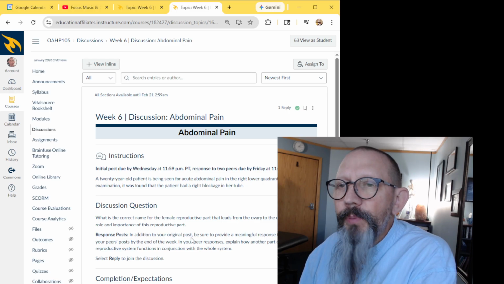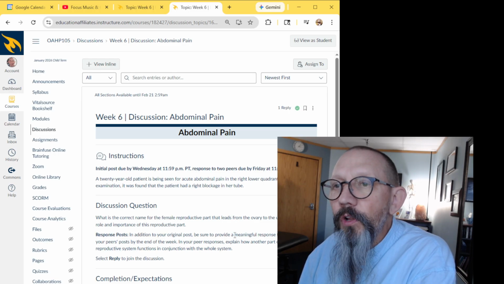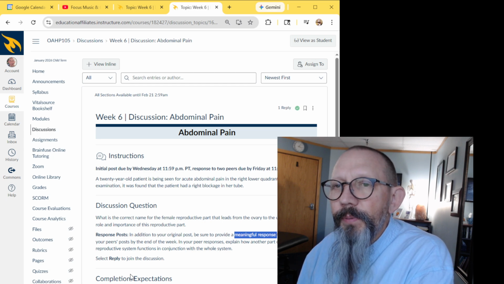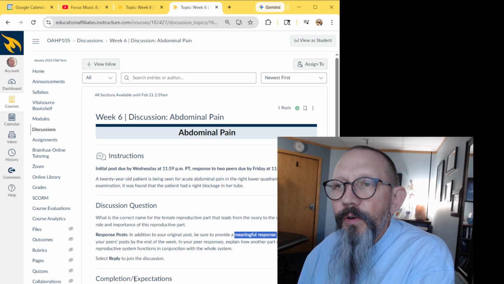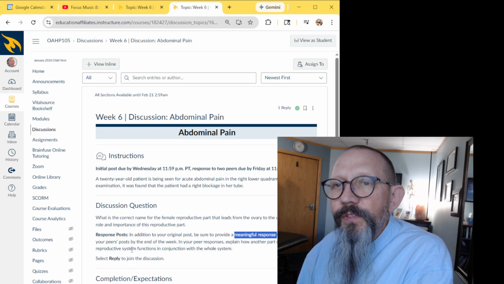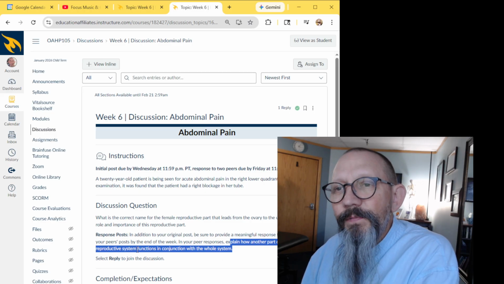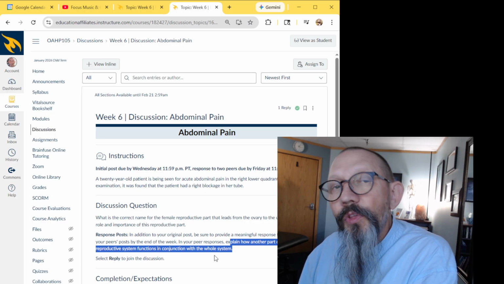In addition to your original post, be sure to provide a meaningful response. See that, meaningful? That means better than "I agree" or "that's good," whatever. Respond to at least 2 of your peers by the end of the week. In peer responses, explain how another part of the female reproductive system functions in conjunction with the whole system.